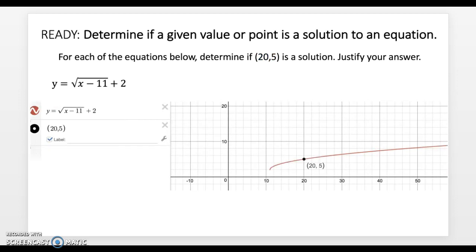The other way I could look at this is if I graph it. So I can graph both the equation and the point and see if the point does fall on the graph. And if you look here, the point is indeed on the line that's drawn, so therefore (20, 5) is a solution.